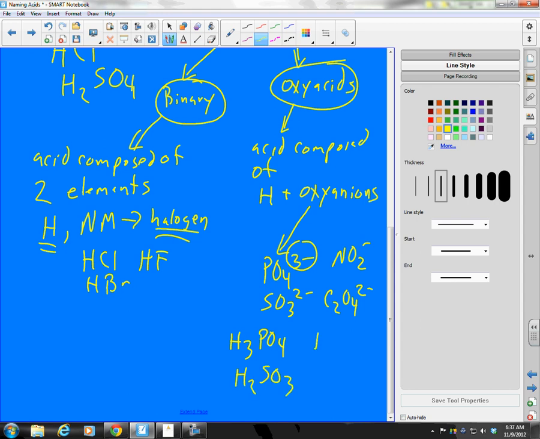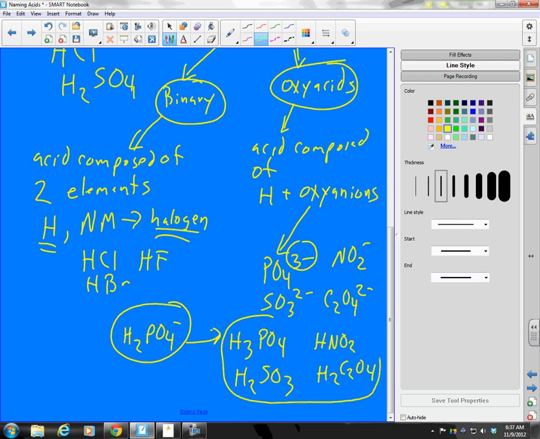So if I have a 3 negative charge, then I have H3PO4, H2SO3, HNO2, H2C2O4. Now this thing actually does have other forms. H2PO4 minus, that is also an acid. So we won't get into this one yet, but that is an acid. We'll focus on our acids, which are not ions, but complete molecules. Okay, so those are the two types.